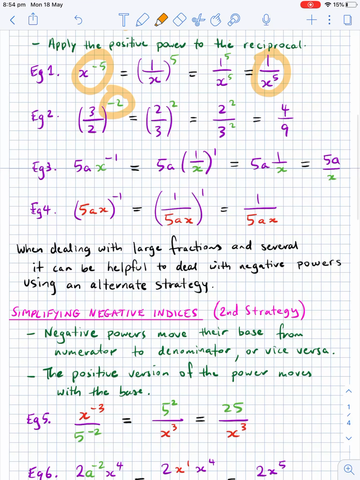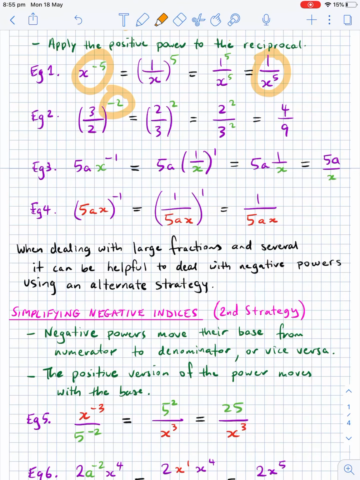Let's do another one. E.g. 3, so 5a times x to the power of negative 1. I want you to notice that the minus 1 is only applying to this x. So therefore, we take the reciprocal of only the x. So x goes to 1 over x. The negative 1 becomes positive 1. And look at the 5a. The 5a literally hasn't changed. That just literally moved over.